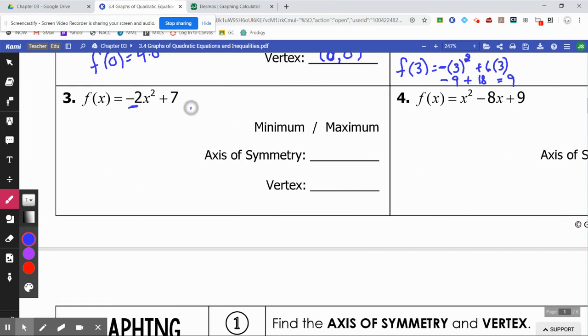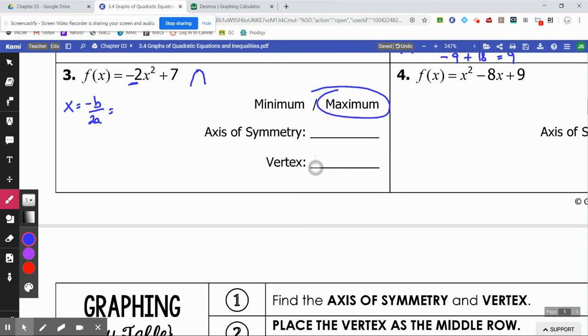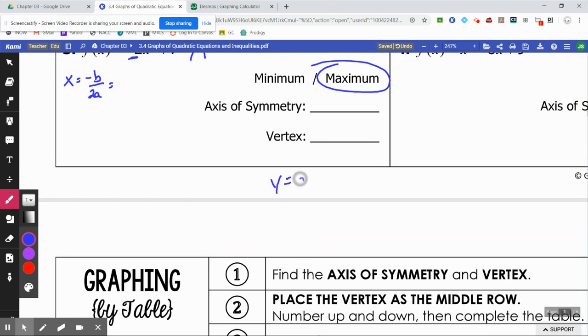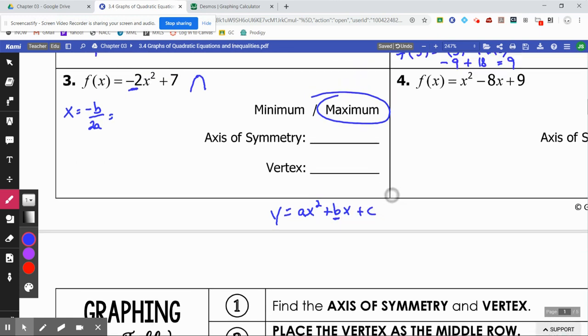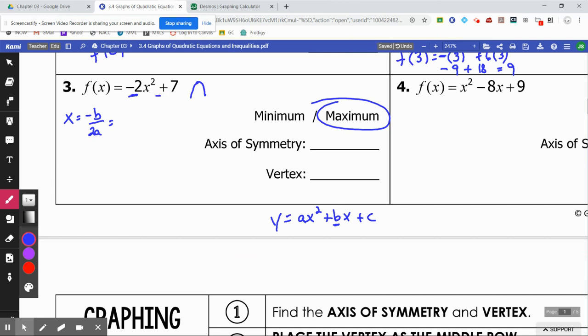Next problem, number 3. Negative 2x squared would be an upside down parabola, so your vertex will be a maximum point. x is equal to negative b over 2a is how we're going to find our axis of symmetry. The b is the number in front of the x term. Again, y equals ax squared plus bx plus c. So whatever's in front of x is your b, and there is no x term here. It's missing. So your b value again would be 0. So you have negative 0 divided by 2 times a, which is negative 2. It doesn't matter about all this stuff because 0 divided by anything will be 0. So your axis of symmetry is going to be 0.